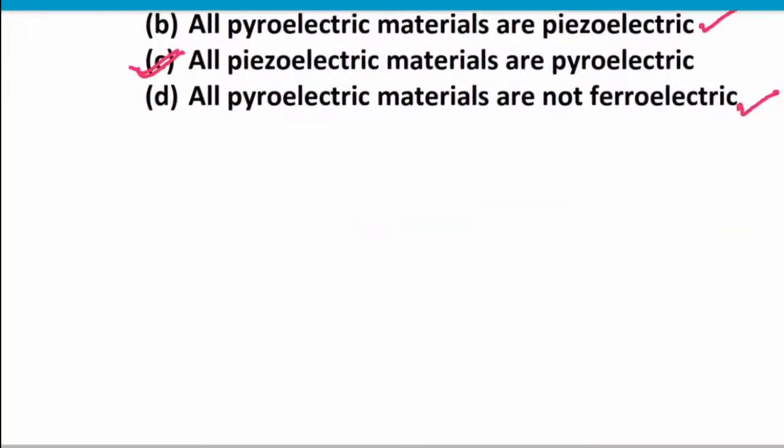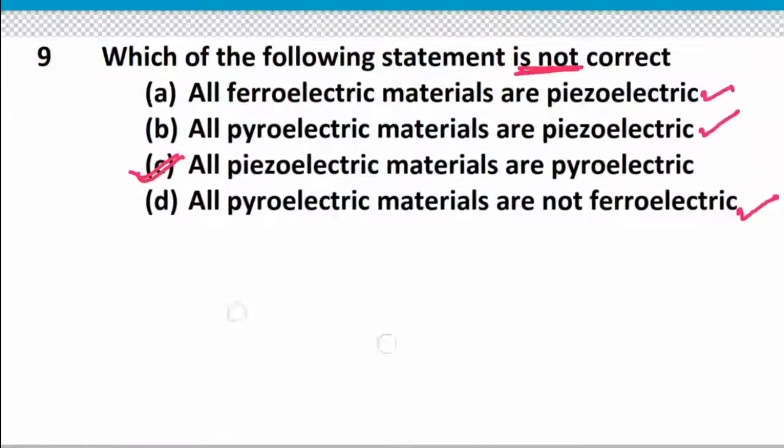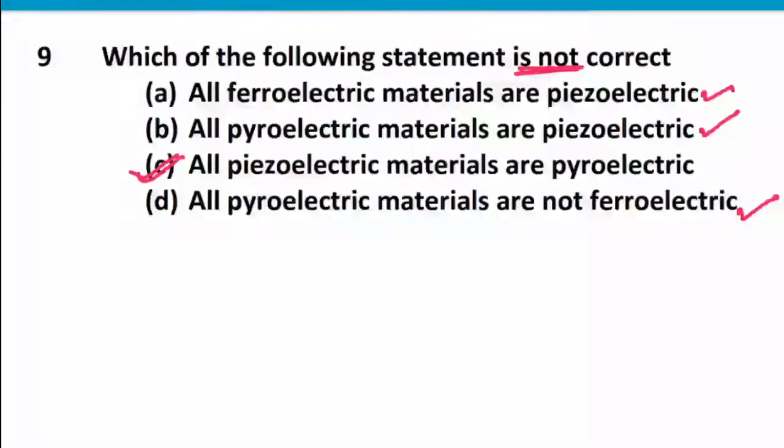So I am explaining here, first thing, what is piezoelectric? Materials which, when undergoing mechanical deformation, produce an electrical EMF across them. This is the piezoelectric material. Then what is a ferroelectric material? Materials having spontaneous electric polarization. Even after removal of the electric field, there will be some remnant polarization.